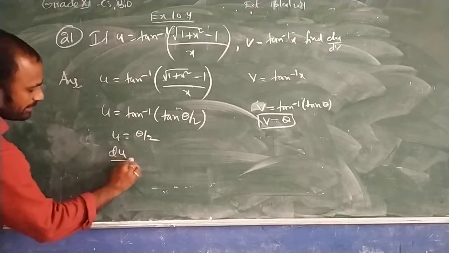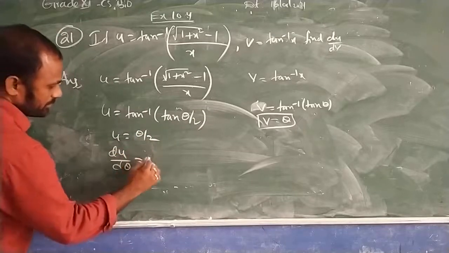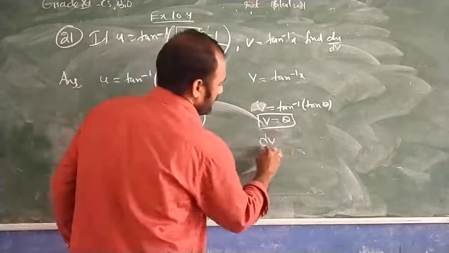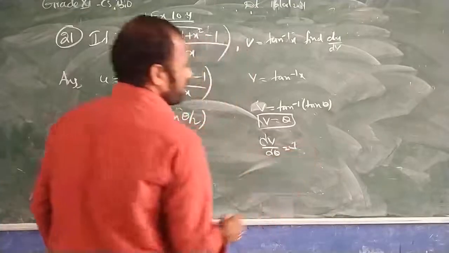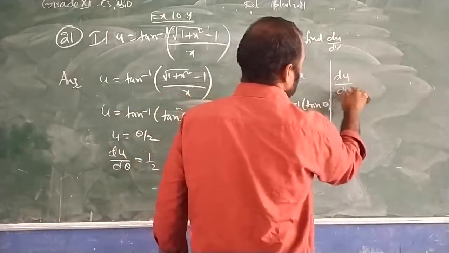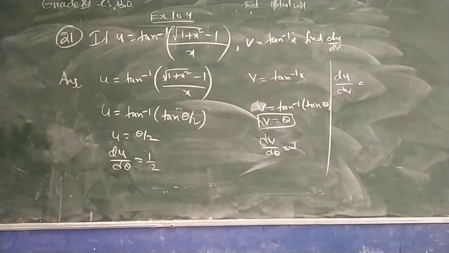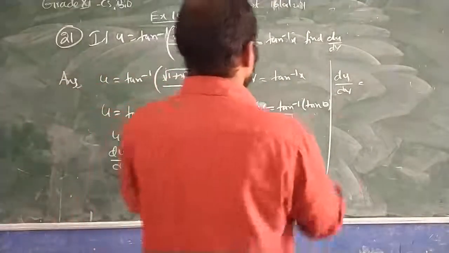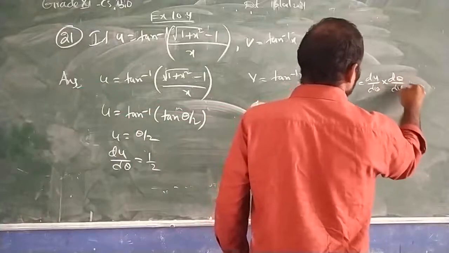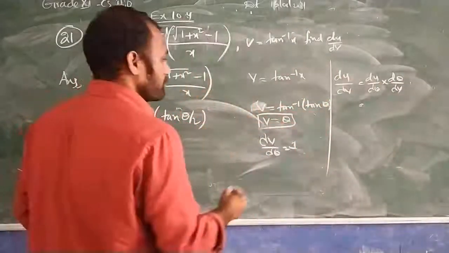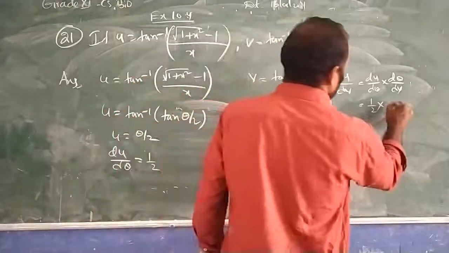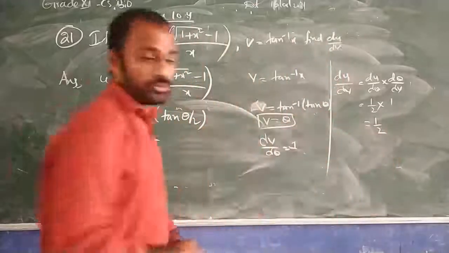So du by d theta is 1 by 2, and dv by d theta is 1. Now I need to find du by dv. So du by dv is du by d theta into d theta by dv. So du by d theta is 1 by 2 into d theta by dv, which is 1. So the answer is 1 by 2.